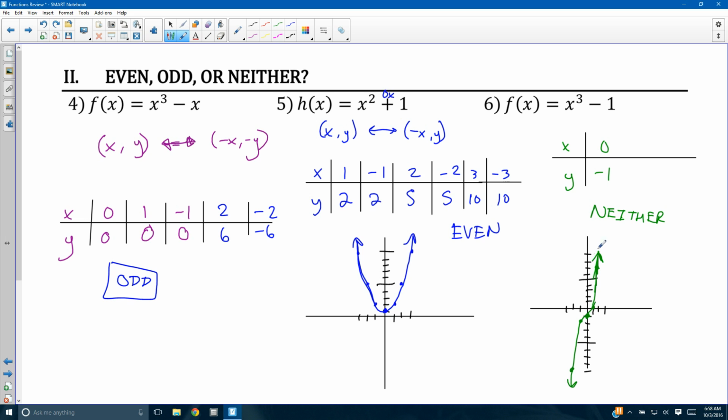And you can see it's not symmetrical with the origin. It's not reflecting across the origin. It doesn't have 180 degrees of rotational symmetry about the origin. It does right here. And there's a difference between the two.